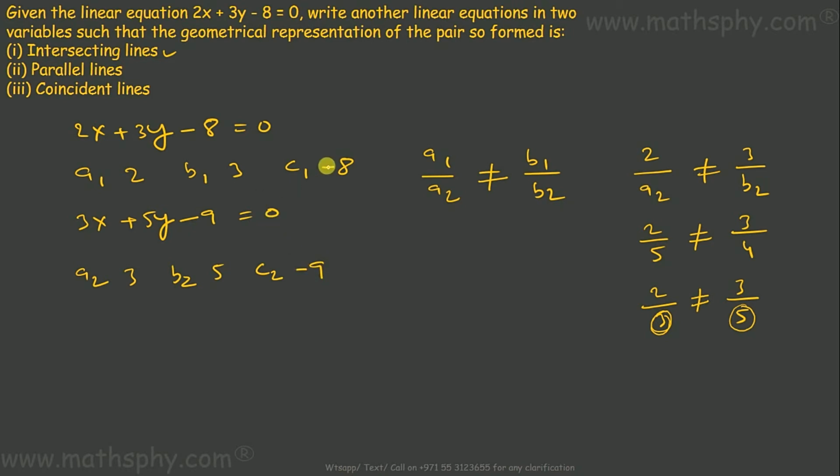I don't need to concentrate on c1 and c2 because I'm talking about intersecting lines. Here, a1 over a2 is 2 over 3. b1 over b2 is 3 over 5. Not equal. So this gives me intersecting lines. Let's talk about parallel lines now.